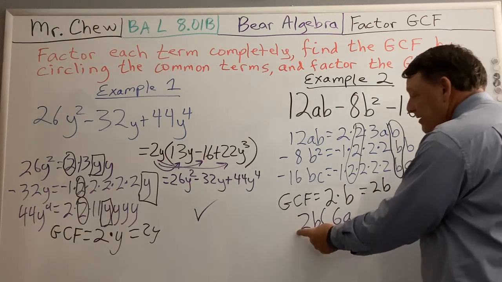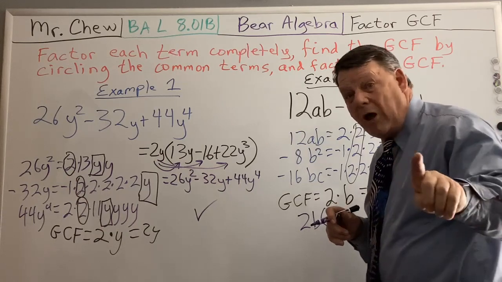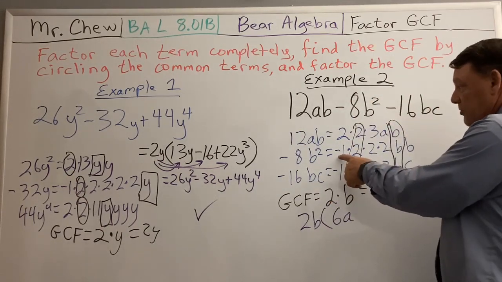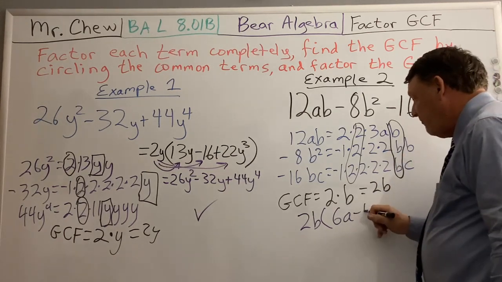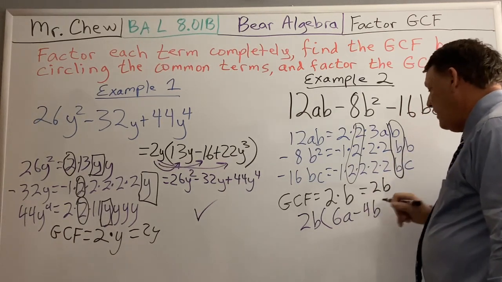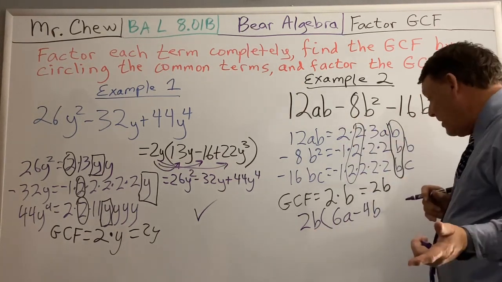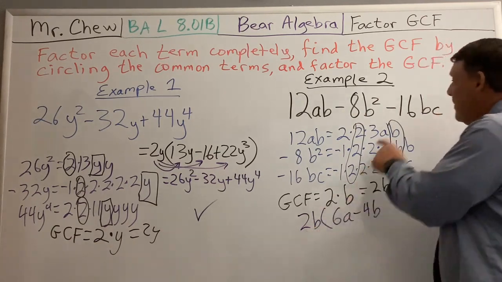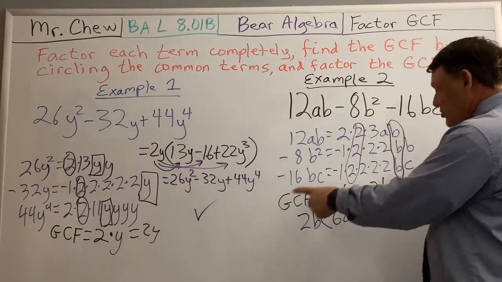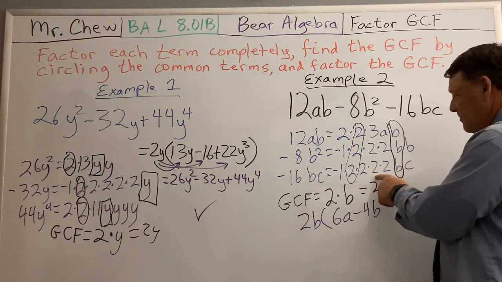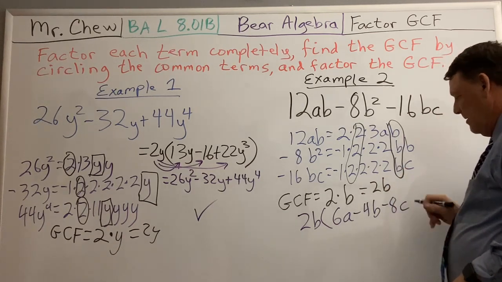And then if you don't know what you multiply by 2b to get -8b squared, and some of you do, but if you don't, it's okay. Look back at what you haven't circled. -1 times 2 times 2 times b is -4b. So 2b times -4b will give you -8b squared. That's right. And then what do you multiply by 2b to get -16bc? Some people know, but if you don't, just look. -1 times 2 times 2 times 2 times c is -8c.